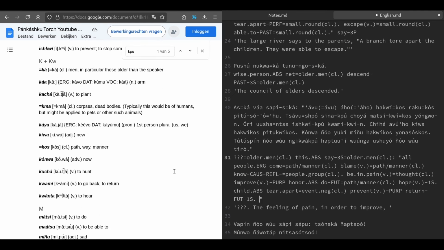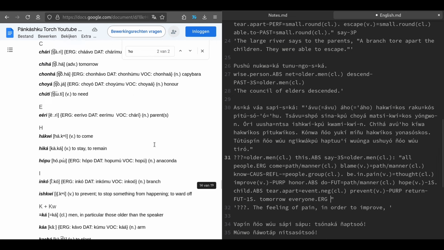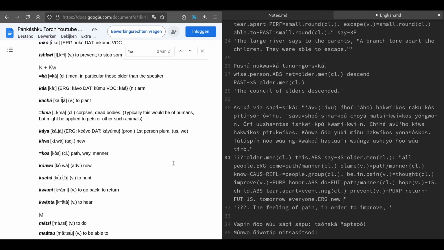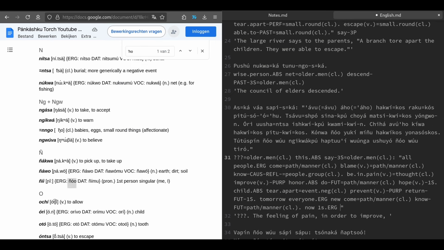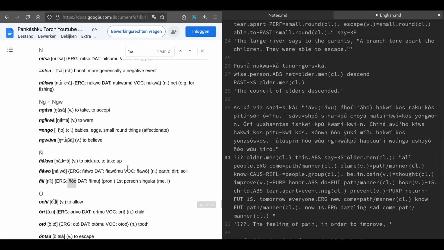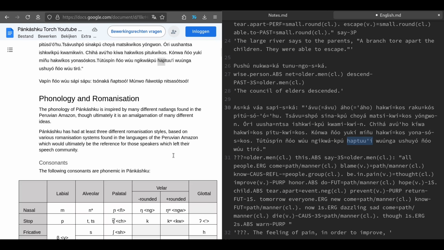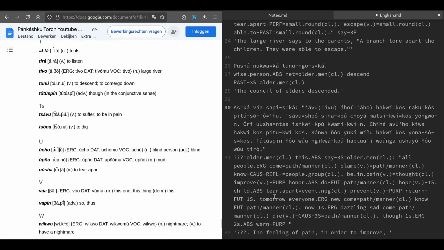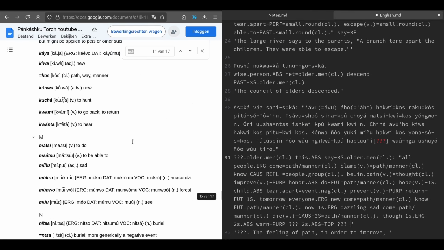Damn, this is a long quote. Chi ha awuho kiwa ha kui kos pita kui kos konwa nyo yuki minya ha kui kos yona sos kos tutuspin nyo hapte I. Yeah, okay, I have no idea. What is this? I'll probably ask Jake. Ushiyo, the hail is ushiyo, nyo, diro.